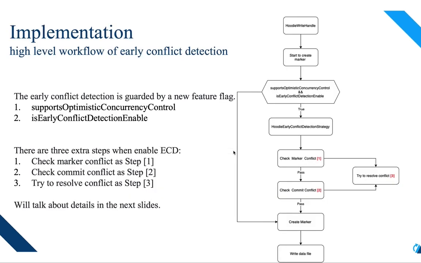So here is the implementation. As shown in this figure 1, here is a high-level workflow of early conflict detection. As we can see, the early conflict detection is guarded by a new feature flag, which is named supports optimistic concurrency control, and is early conflict detection enabled. When both flags are true, we can use this early conflict detection feature. Else, we skip this check and create the marker directly.